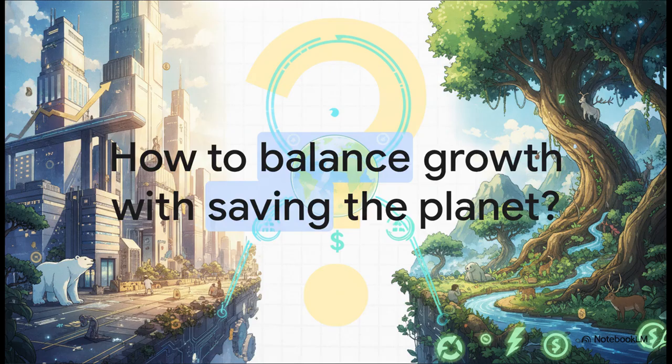So, here's the ultimate question we've got to tackle. How on earth do we balance massive economic growth with saving the planet? And critically for you, how do you score maximum marks writing about it? Because in economics, the environment isn't just about trees and polar bears. It is a fundamental economic problem about resource allocation and market failure.